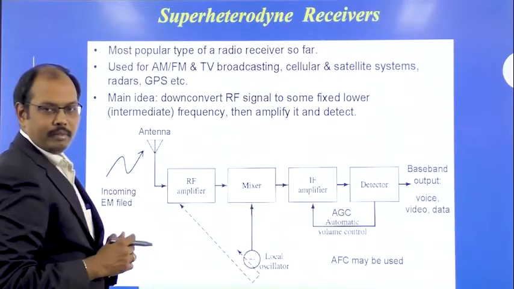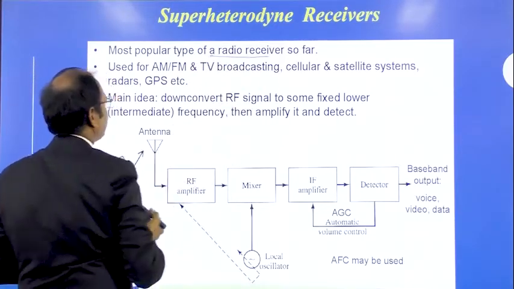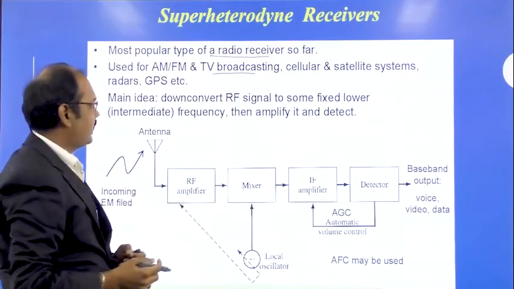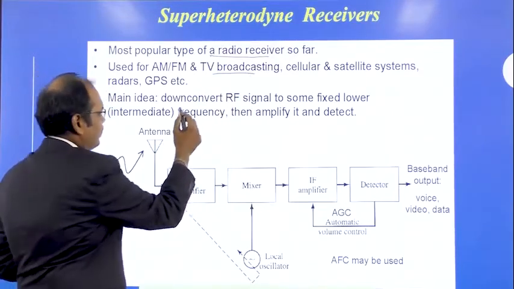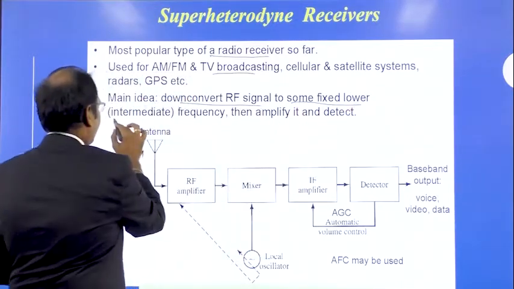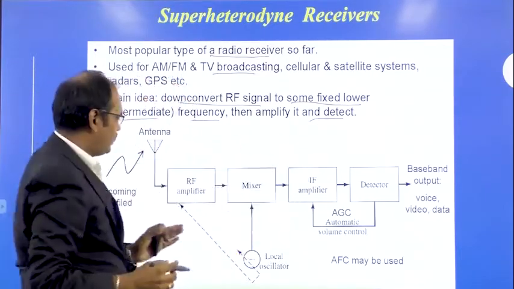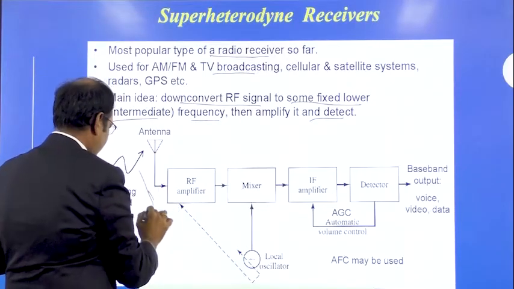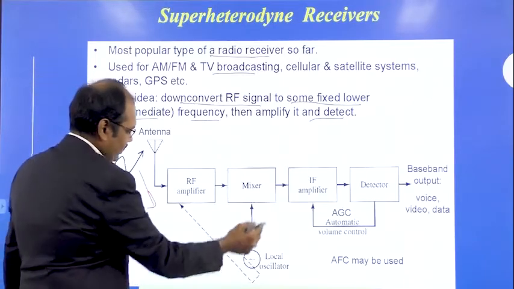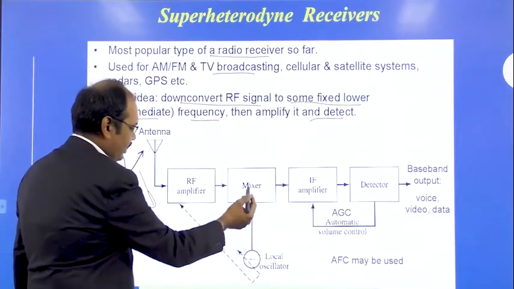This is the block diagram of a super heterodyne receiver, the most popular type of radio receiver, used in AM and FM, TV broadcasting, cellular and satellite systems. The main idea is to down convert the RF signal to some fixed lower or intermediate frequency, then amplify it and detect it. That is the incoming signal. This is the incoming EM field, and this is the conversion part. We will be using a local oscillator and mixer.